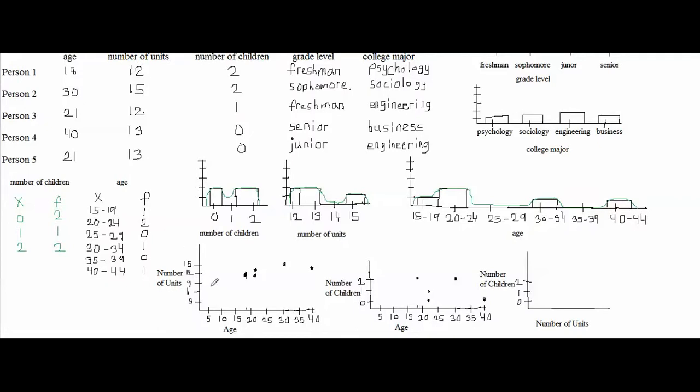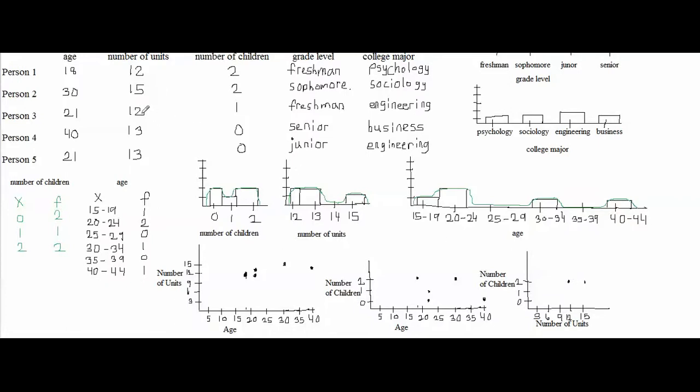Number of units. For number of units, we were going up by 3s over here, so let's do the same thing right here. 3, 6, 9, 12, 15. So person 1 has 12 units and 2 children, which would make their dot right here. Person 2 has 15 units and 2 children. It would be right here.